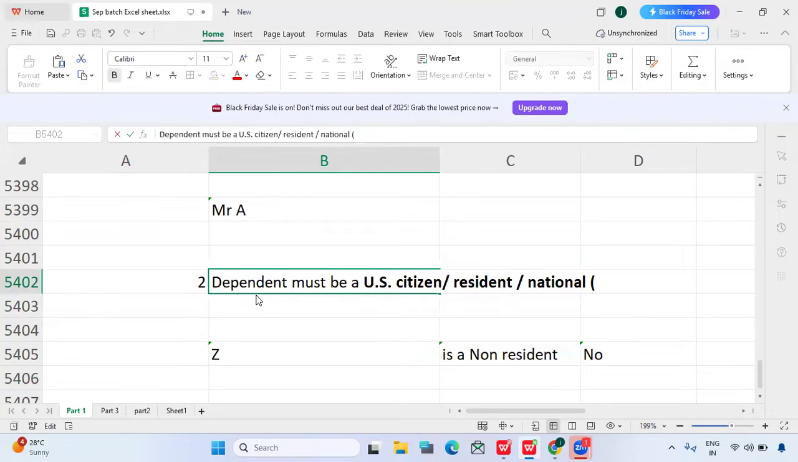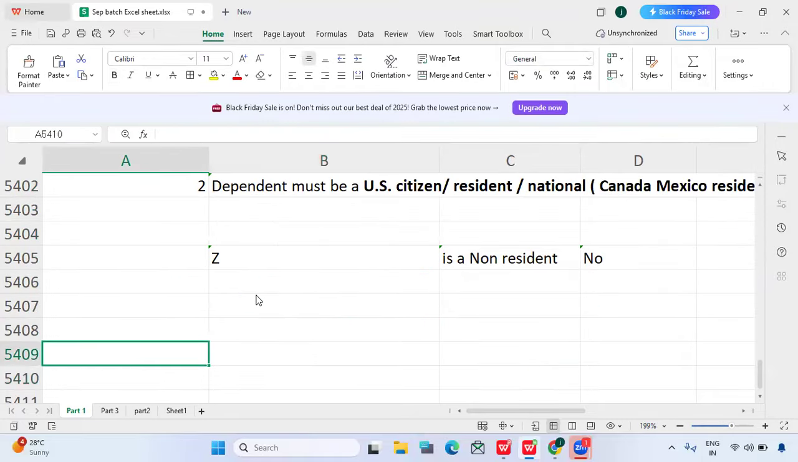The USA has two adjacent countries: one is Canada and another one is Mexico. Even if the person is a resident of Canada or Mexico, we will also consider them. This is an additional point, but you need not worry about it. They may not test on this area. So the second point: the dependent must be a US citizen, resident or national, and this is the second condition.